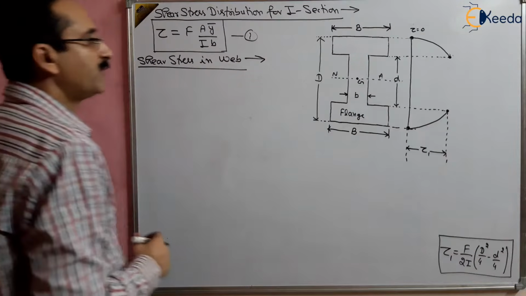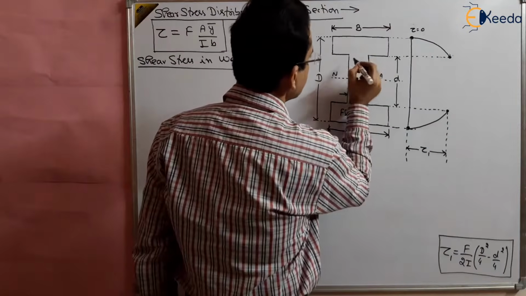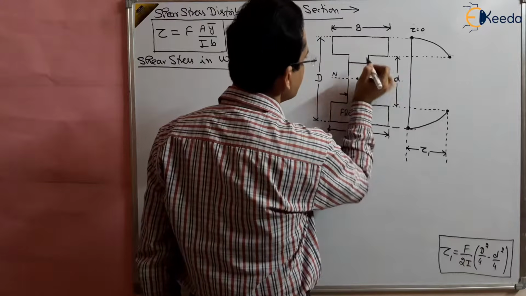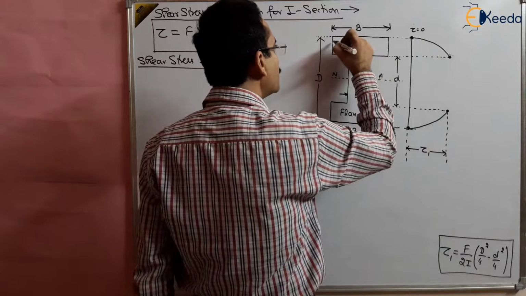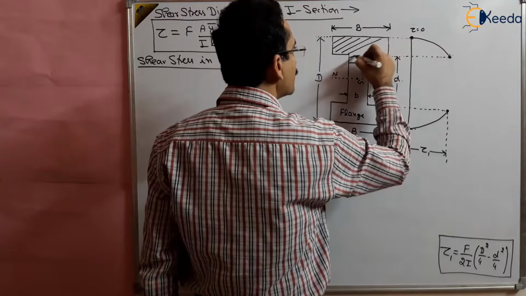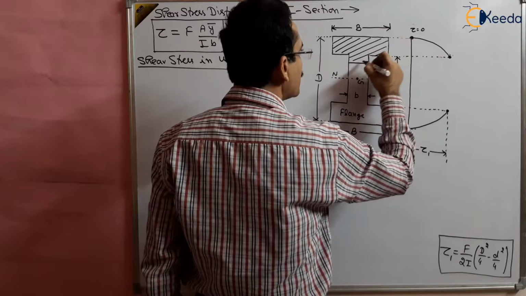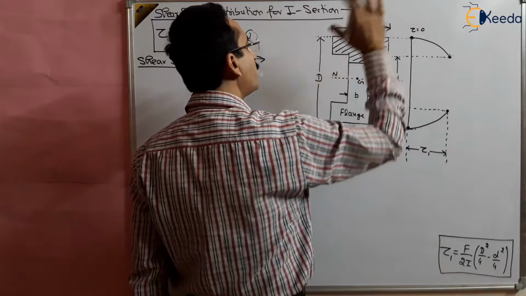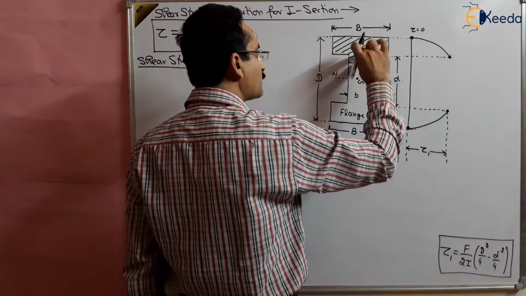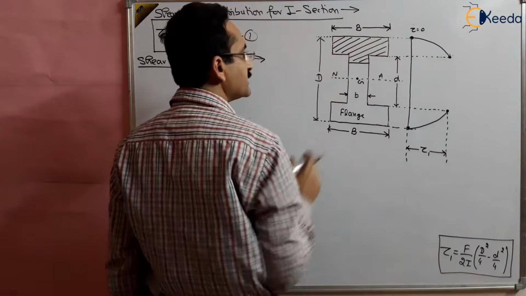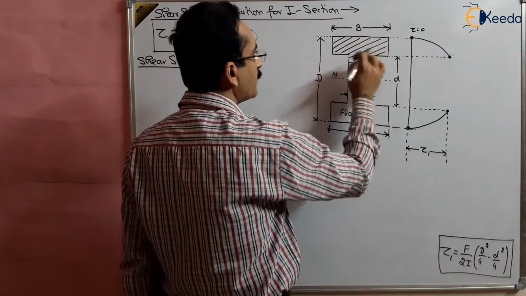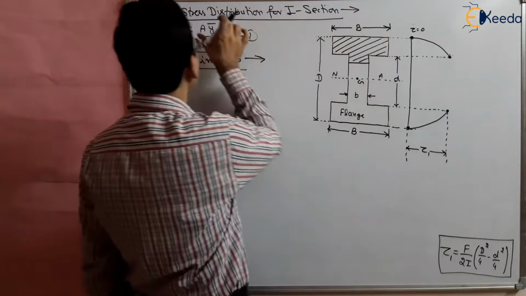For that, we will take a section from the upper part, right? So we will include this part as well as the web part. Both parts should be included, because we have to take a section which is at the top fiber, right? So here basically two parts are included: some part is in the web and some part is in the flange. So we have taken a small strip or small section, and we have to find out the moment of area of this part.